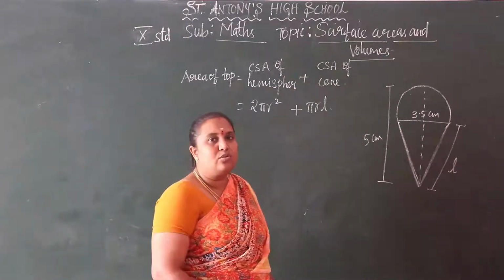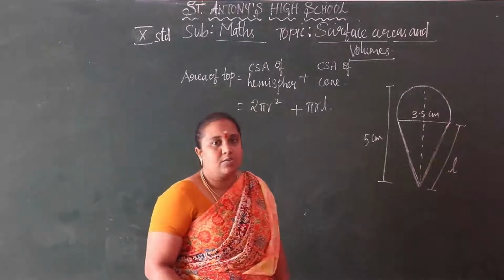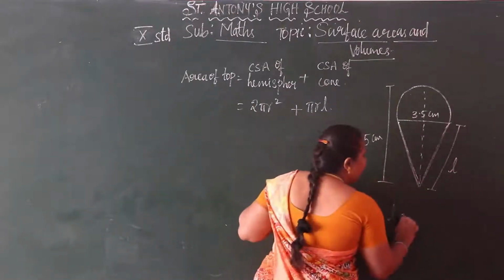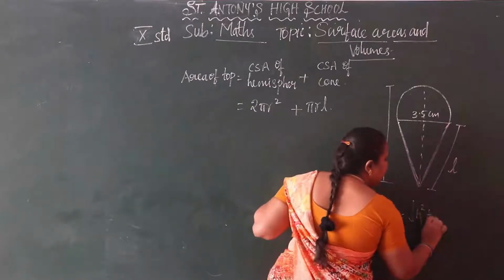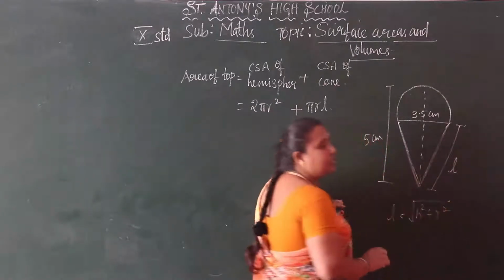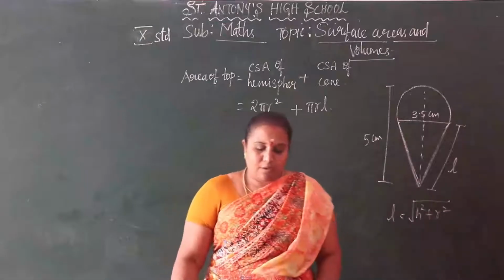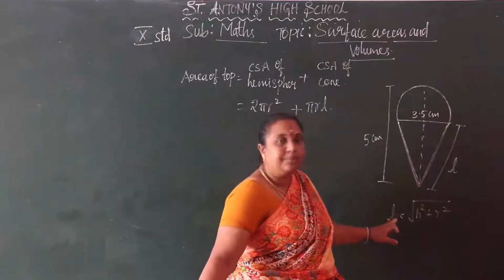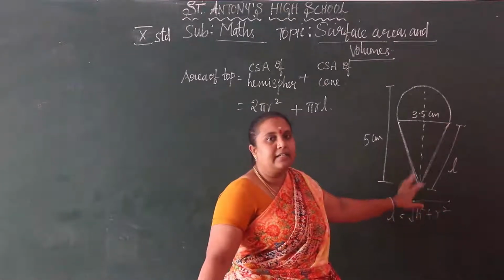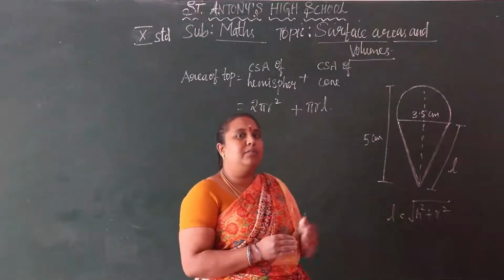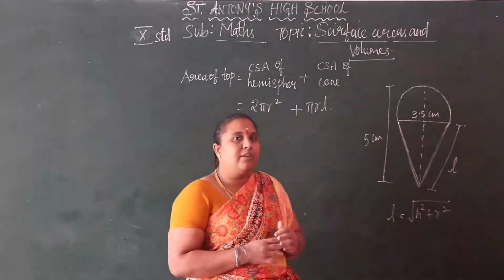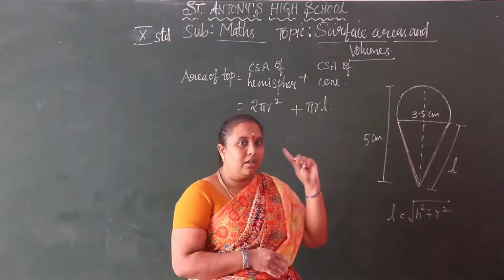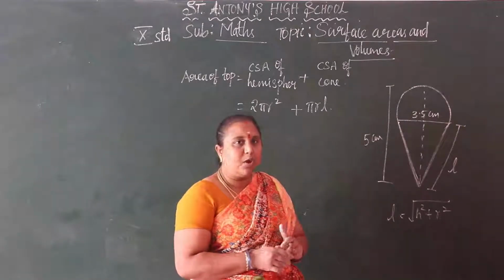So L equals root of h square plus r square. From where do we get this formula? By the Pythagoras property. Remember, children, by Pythagoras property.